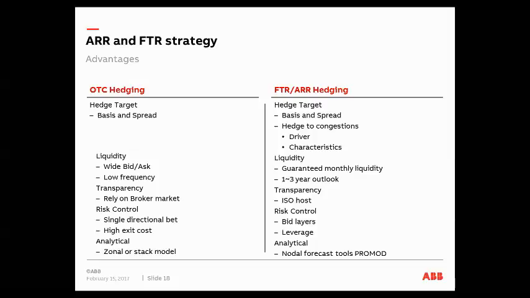The risk controls. In OTC market, usually it's a single direction bet, either you long or short. And if you are wrong and want to exit, you have to pay a very high cost to cross the bid ask. However, in the FTR market, you can structure your bid. You can try to buy a lot of volume at low price and buy a little bit at higher price, or you can leverage your portfolio by mixing some alternative FTRs with high impact from the congestions.